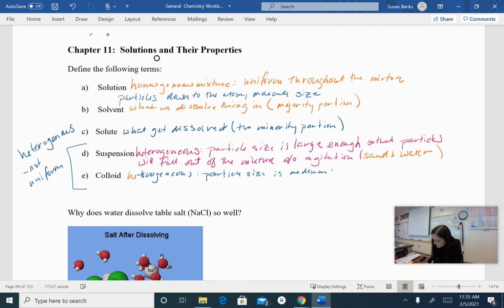Okay? So that when the mixture is not agitated. Now remember, agitated is just a fancy word for shaken, stirred, some kind of disturbance. So when that mixture is not agitated, or if I let that mixture stay still, the particles don't fall out of the mixture. The particles do not settle out.